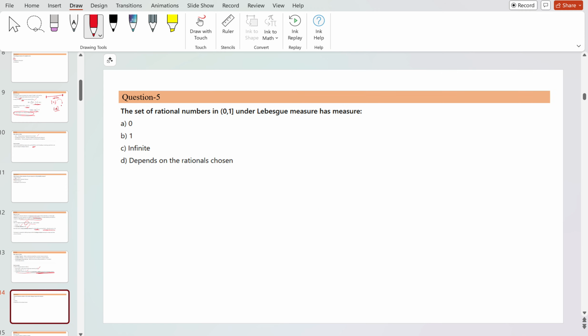Try to solve this next problem. It is saying that the set of rational numbers between 0 and 1, under the Lebesgue measure, has a measure that is 0, 1, infinite, or depends upon the rationals chosen. We have already seen this kind of problem, but I request you to solve this.